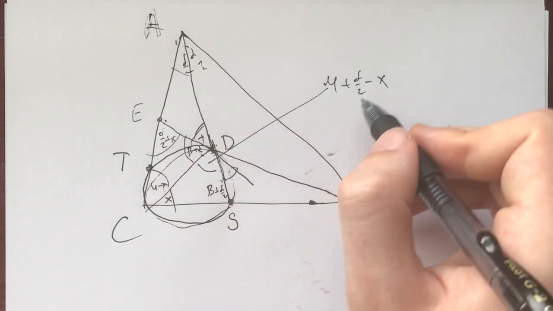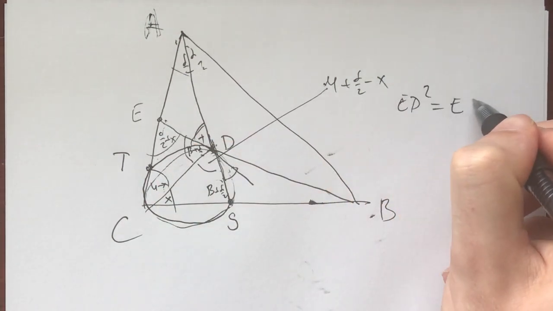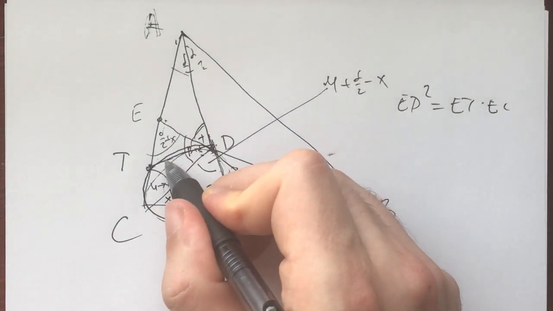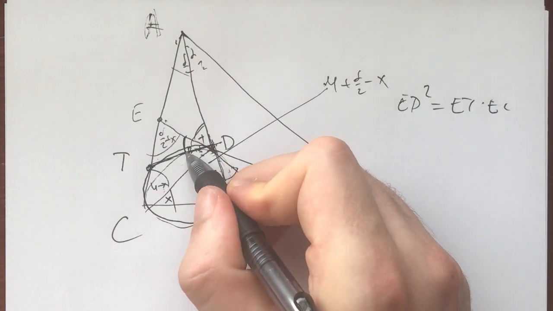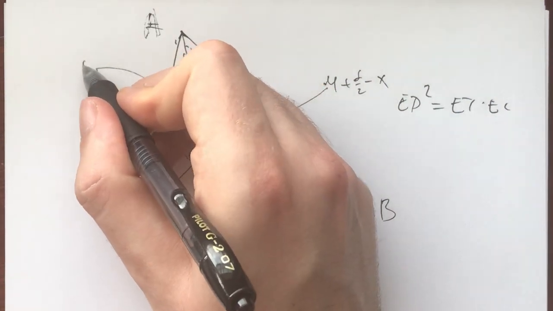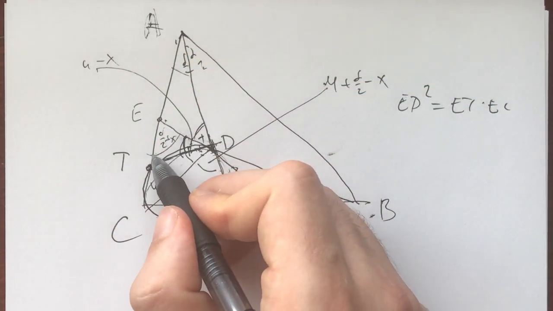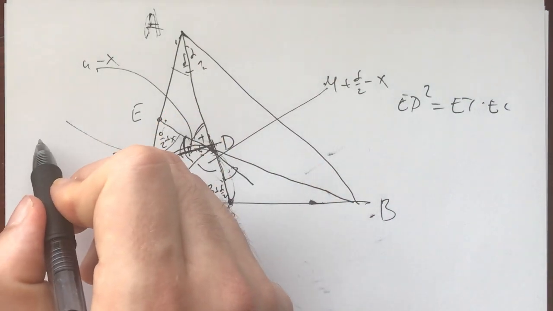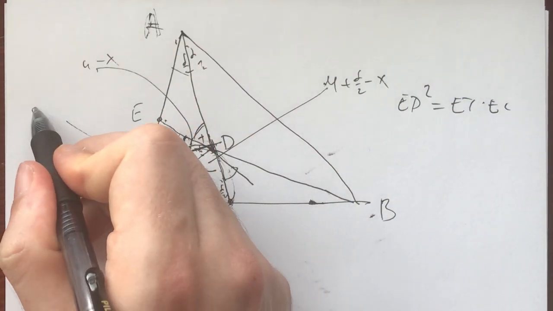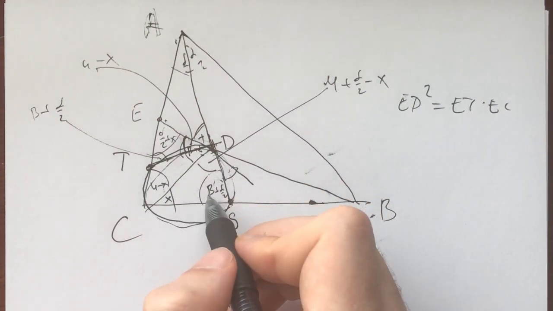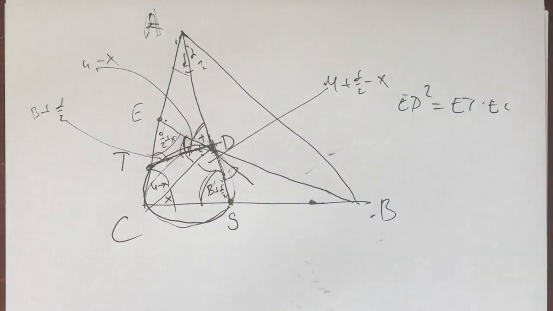And now we have ED squared is ET times EC. And that also gives us some angle condition, right? So this angle right here must be gamma minus X. Okay, so we have gamma minus X, alpha plus X, which makes this angle right here gamma, beta plus alpha half. Okay, which is also sensical because this is beta plus alpha half. Now, is there anything more that we can do with this? And the answer is truly we don't know. We would have to figure it out.